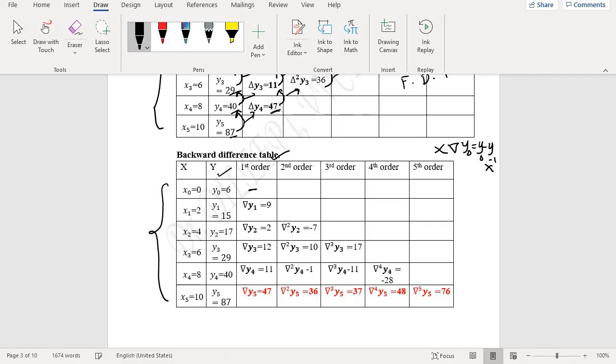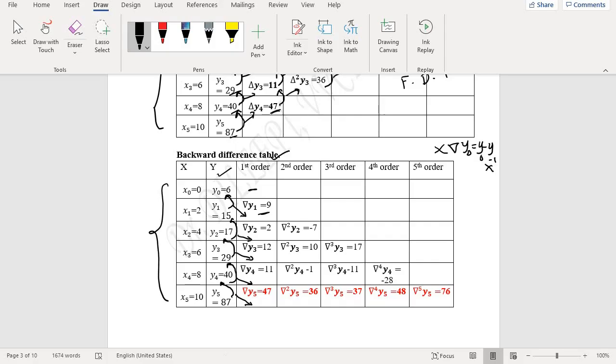So no values here. The first element in the first order backward difference is del y1. The definition is y1 minus y0. This gives del y1. So to get del y2, y2 minus y1 gives del y2. Similar to that, y3 minus y2 gives del y3. y4 minus y3 gives del y4. y5 minus y4 gives del y5. So this is my first order backward differences.